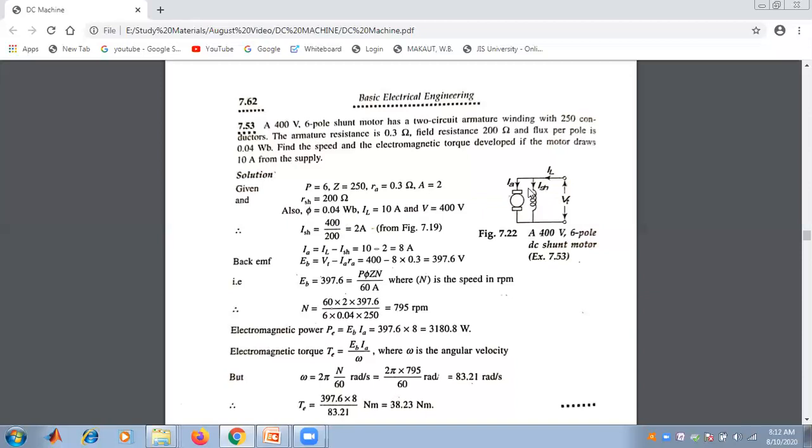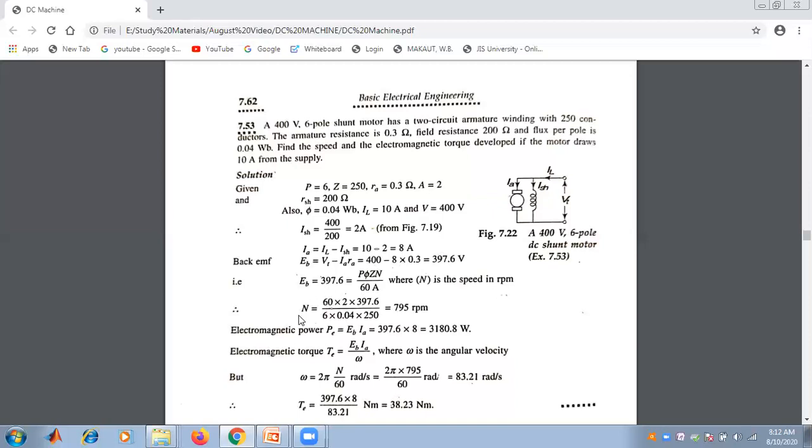So what is the value of ISH? The voltage across it is 400 volt and the resistance is 200 ohm. So the current is 400 by 200, that is 2 ampere. The current drawn by the motor is 10 ampere, and 2 ampere is going through the field, so 10 minus 2, that is 8 ampere, is the current IA. So what is the back EMF EB? That is Vt minus IA RA, that is 400 minus 8 into 0.3, which is 397.6 volt. So you all know that EB equal to P phi n Z by 60A.